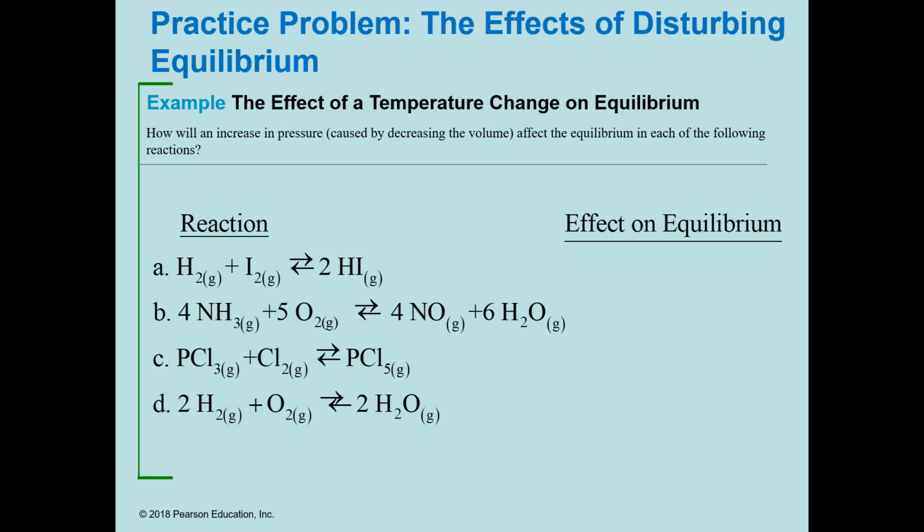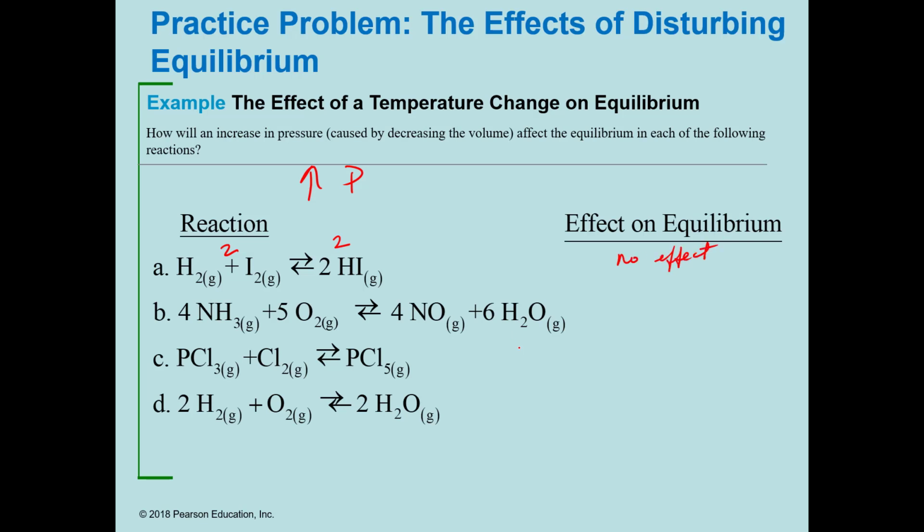H2 plus I2 gives me 2HI, and it wants to know if I increase the pressure on all of these, how will that affect the equilibrium in each one? In this one I've got 2 moles of gas and 2 moles of gas. So if I change the pressure, it's not going to do anything because I have the same number on both sides, so there would be no effect on that one.